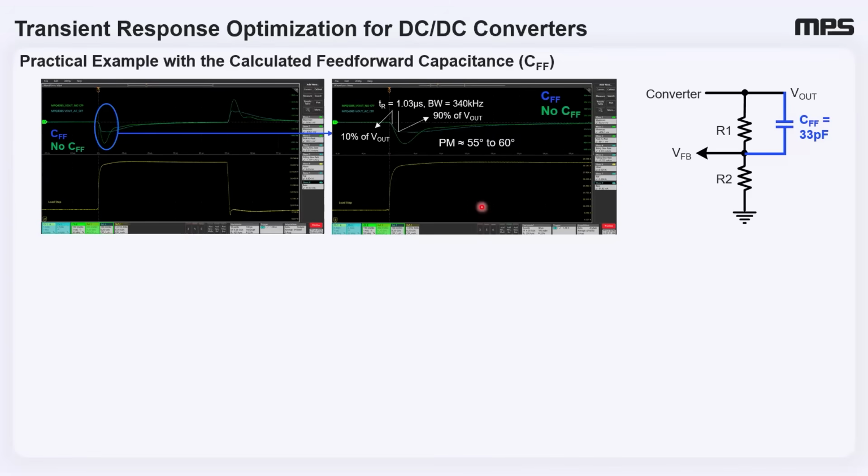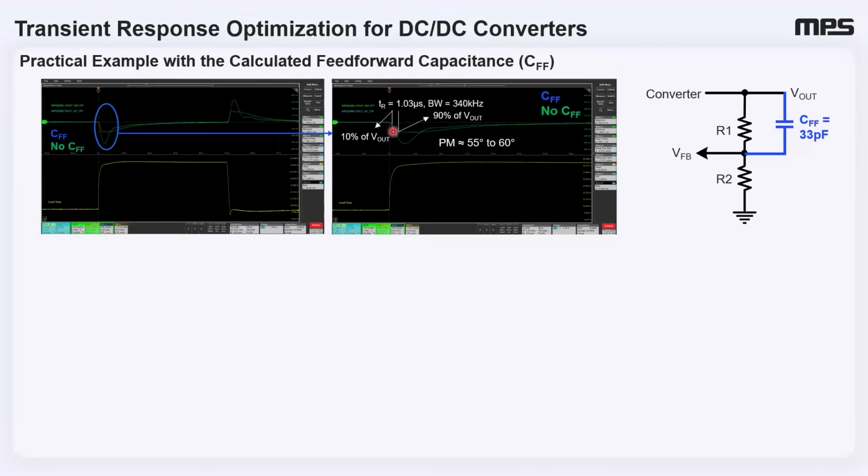Comparing the scope captures with and without the CFF, without the CFF one can see a slow recovery and potentially more significant undershoot, indicative of the lower bandwidth that we calculated earlier. With the CFF, the difference is striking. We see a much faster recovery from the load step and the output voltage settles significantly quicker.